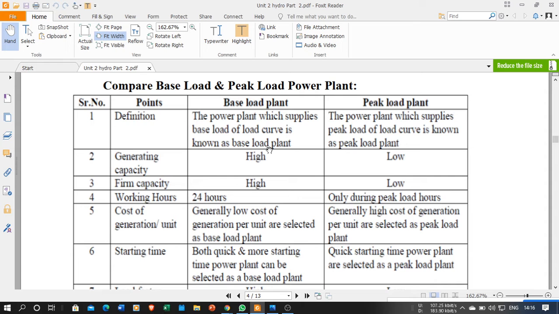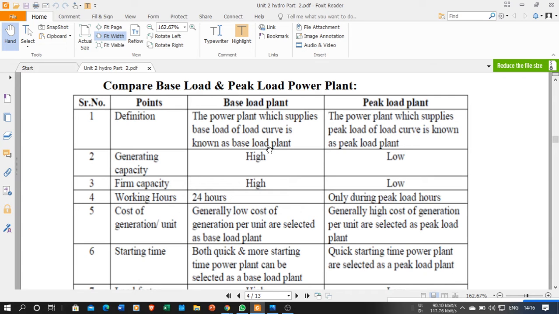Base load plant capacity is always high. Okay, so base load plant capacity may be in megawatts, that may be 100 megawatts or 50 megawatts or 200 megawatts, 300 like that. And peak load capacity is basically low. They have the lower generating capacity. It has a few megawatts, 2 megawatts, 4 megawatts, 10 megawatts, means it's up to tens of megawatts only.